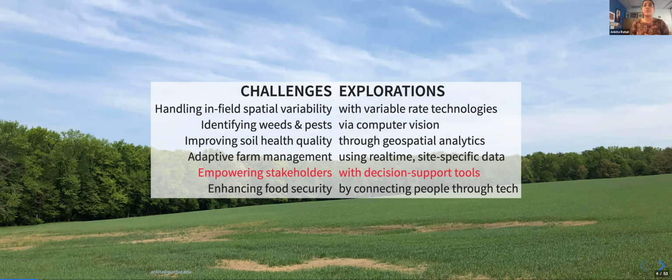We see a lot of work done in computer vision with respect to identifying weeds and pests. There's a lot of interest in geospatial analytics and a whole mess of technologies in between. And so today I'll focus on this one piece, right, of how we can empower stakeholders with decision support tools. I think there are so many different delightful tools out there. One of the things that I'm really passionate about is trying to think about how we can improve them to better support farmers, advisors, researchers, anyone really involved in the ag enterprise.